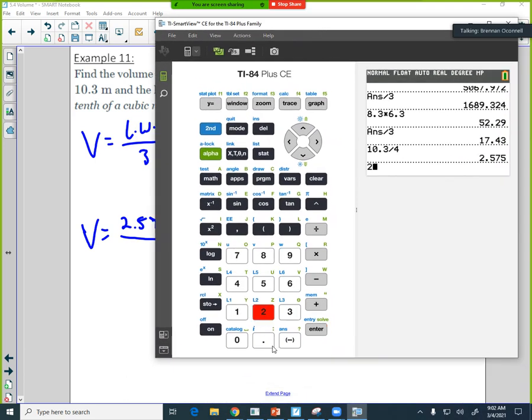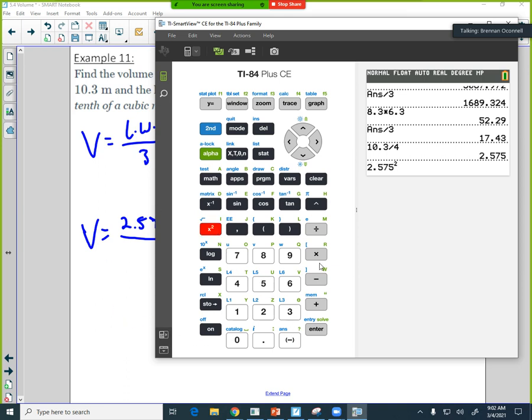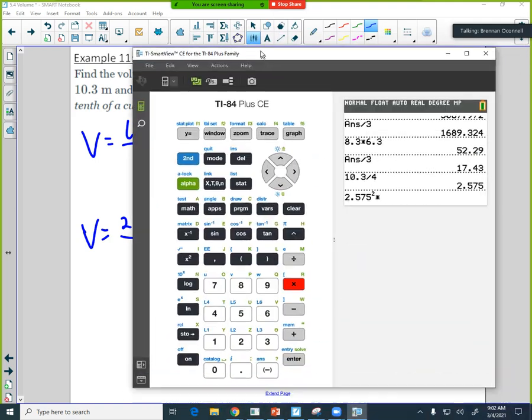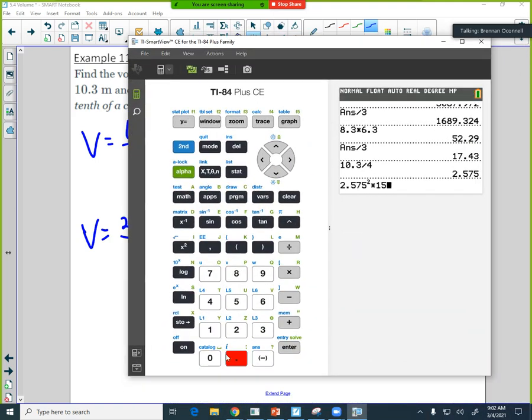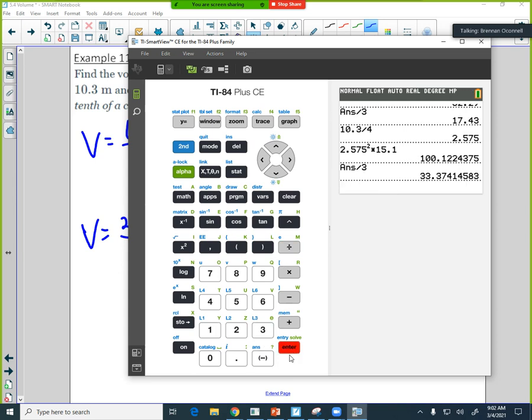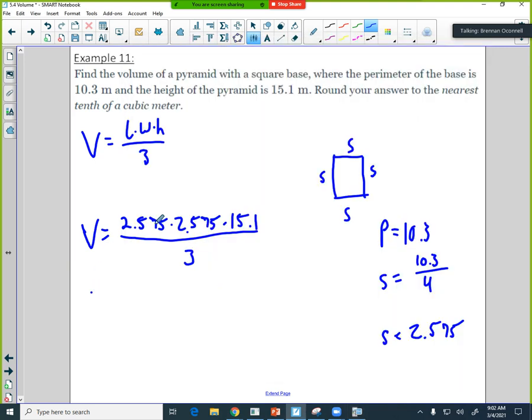So I'm going to take 2.575, and instead of timesing it by itself, I'm just going to square it. It's the same thing, because that's what squared means. And then we're going to times it by 15.1, and then take that number and divide it all by 3. So 33.4. This time I would round up to the nearest tenth place because this 7 rounds this 3 up to a 4. So 33.4. And then this was in cubic meters.